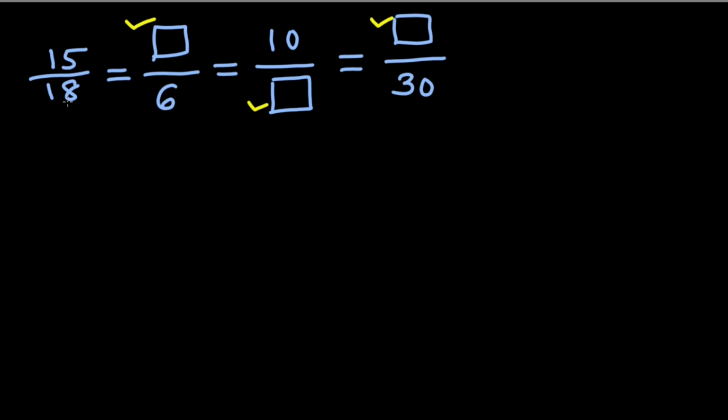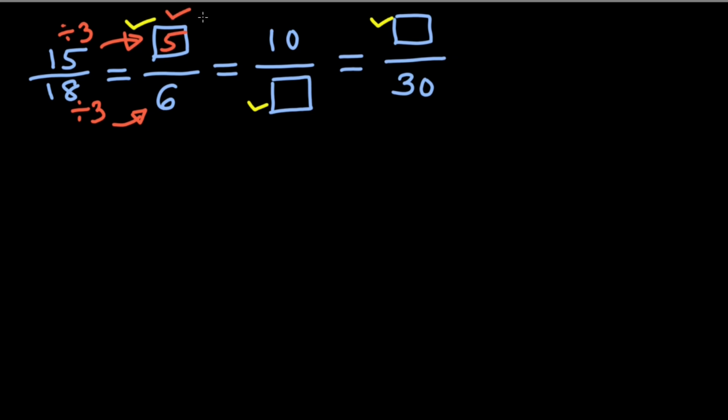If we divide this 18 by 3, we will get 6. So therefore we have to divide this 15 also by 3 to get 5.